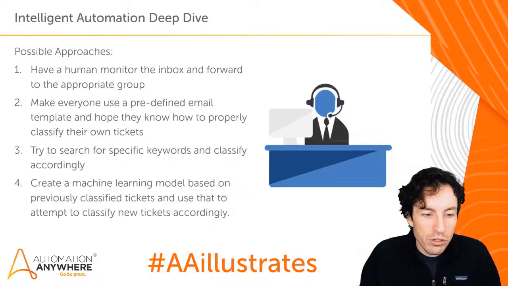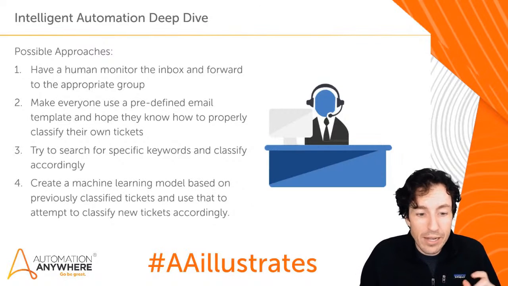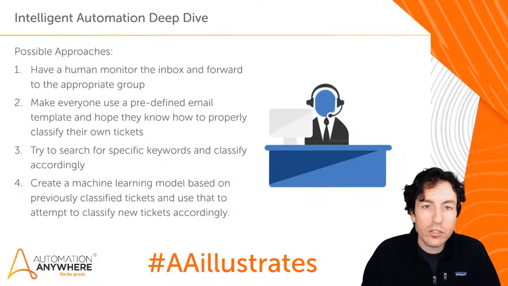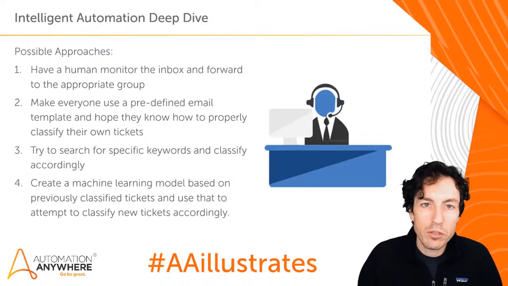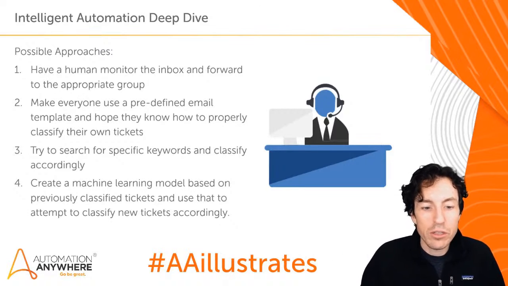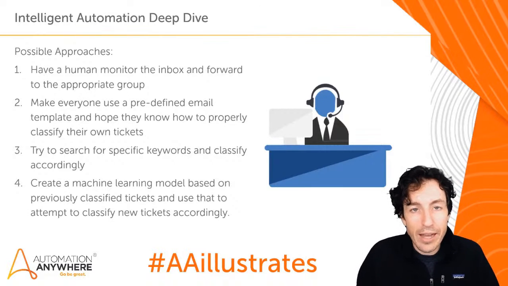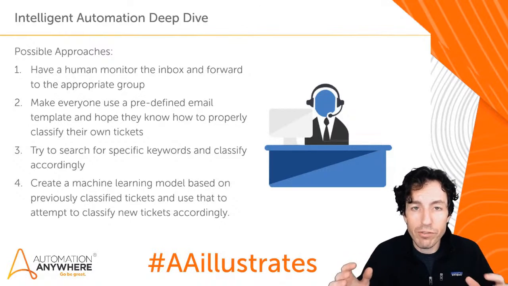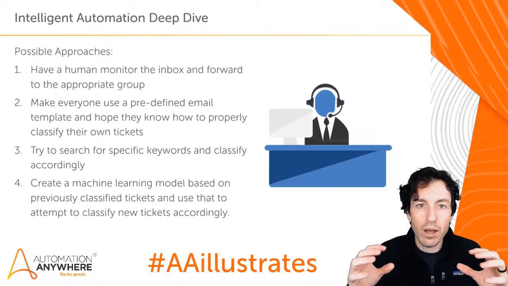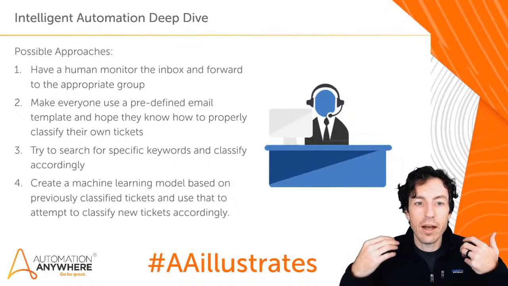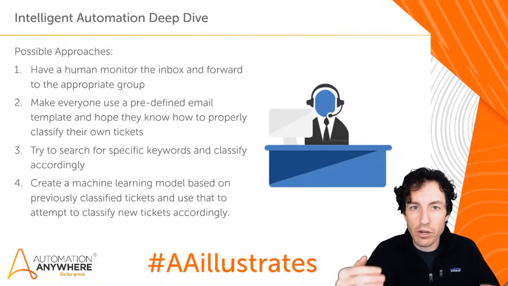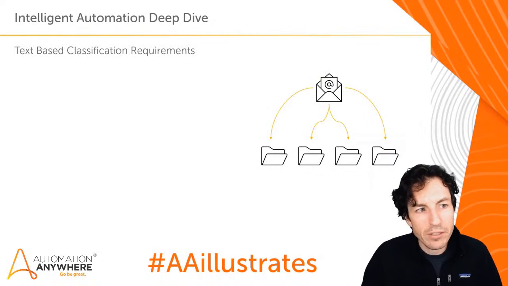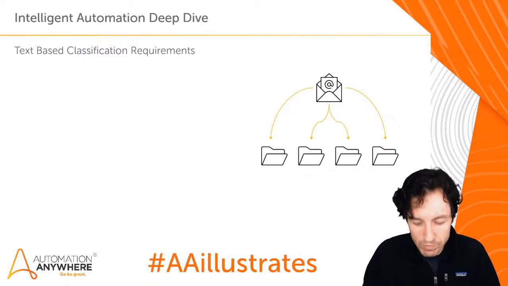The fourth example is to create a machine learning model based on previously classified tickets and use that to attempt to classify new tickets accordingly. Okay, so spoiler alert, that's the one we're going to try and do for this particular episode. We're going to see if we can create a machine learning model that's going to allow us to classify tickets, right? We're going to take some data, just like we talked about with that data-driven decision making, right? We're going to take some data of classified tickets and see how we can make predictions about new emails that are coming in so that we can hopefully send those to the appropriate group. So let's talk about exactly what's required for that and how we might do it.